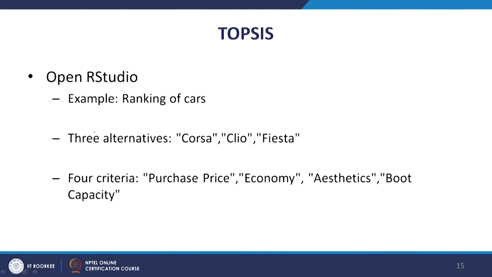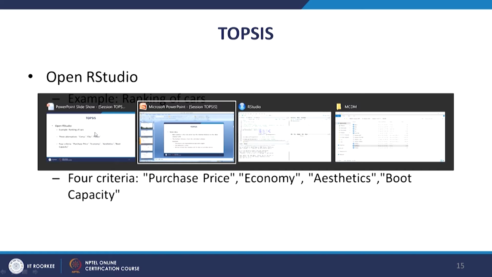Then at the last part of the lecture we stopped at this point, where we were talking about this particular example exercise that we would like to do in our studio environment. This example is again on ranking of cars, just like we did in Electra. In this case we have 3 alternatives, 3 cars, you can see the names here, and then we have the 4 criteria: purchase price, economy, aesthetics and boot capacity. These are the 4 criteria which are to be considered. So, let us open our studio.